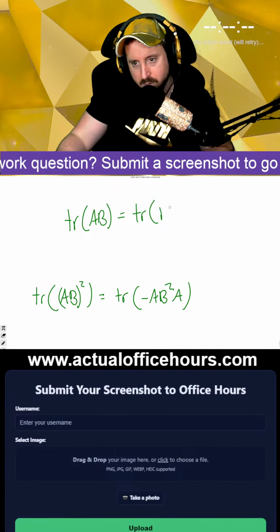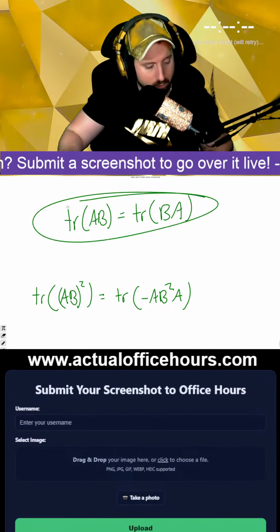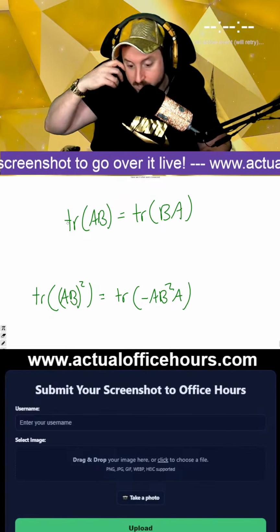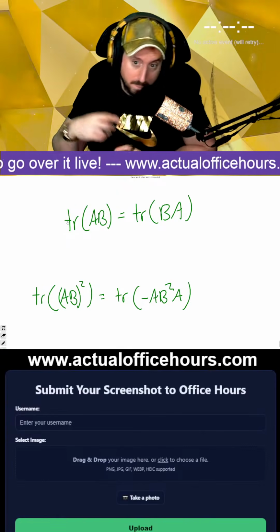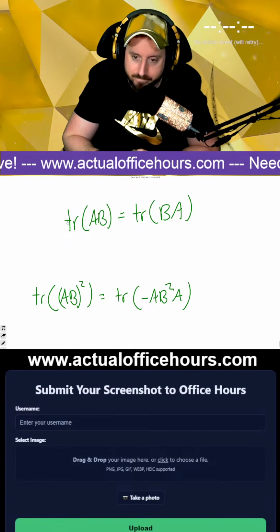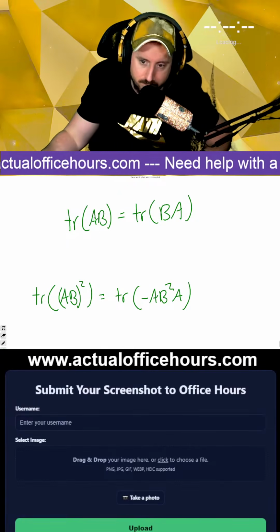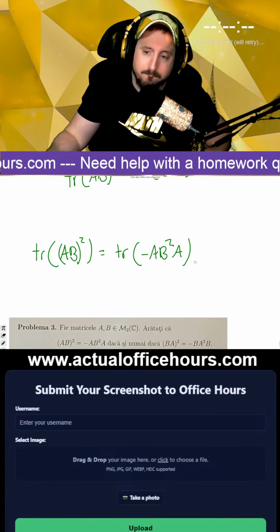Okay. I didn't know this, but okay. So instead of writing it as AB squared A, you can just write it as A squared B squared. So minus A squared B squared.